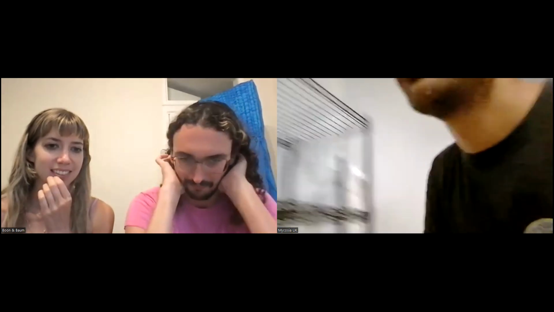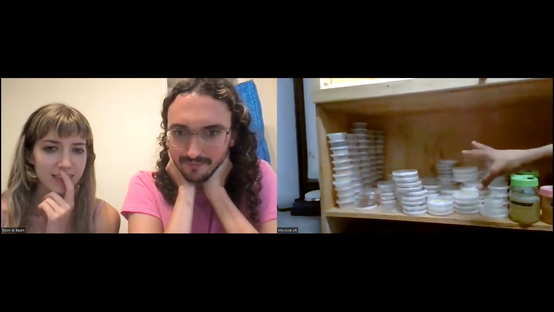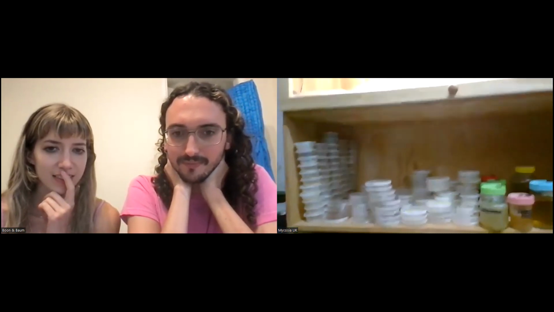One thing, earlier you tried to show us in the glass box behind you, but we couldn't see inside it. Could we see just below? Oh, just below it, yeah. So down here, this is all of my different liquid cultures. This is the first stage of what happens with the mushrooms.